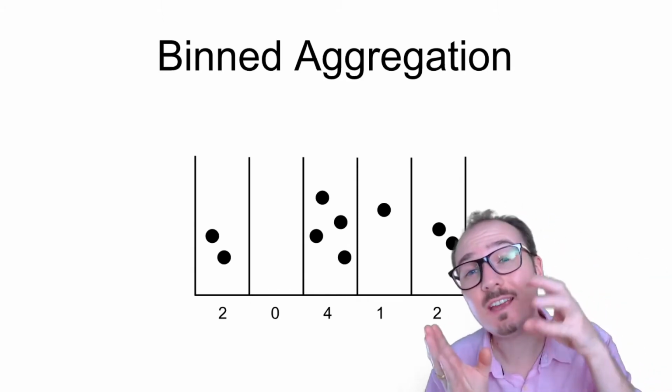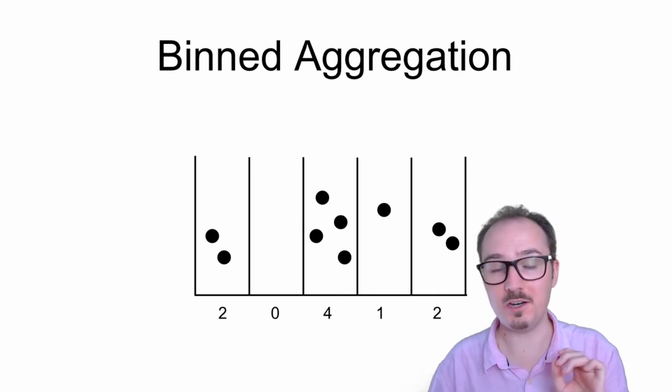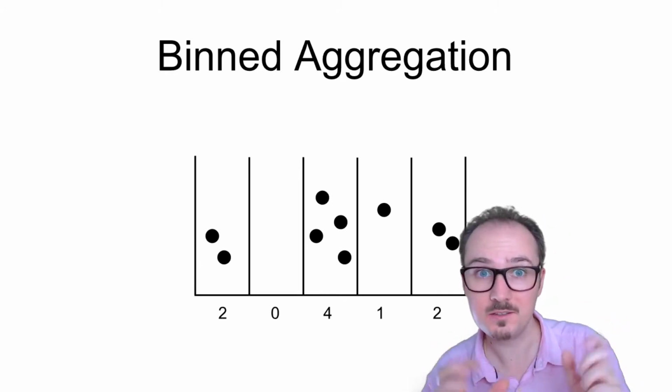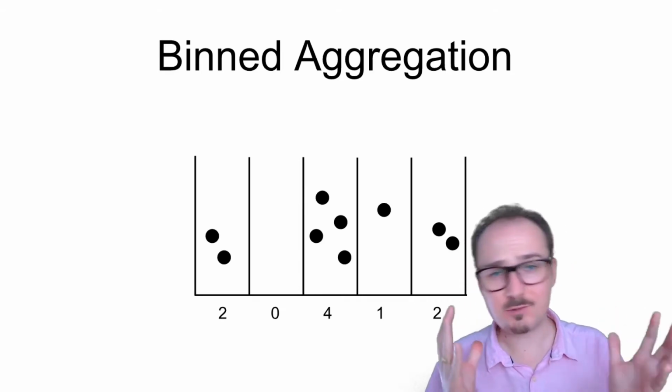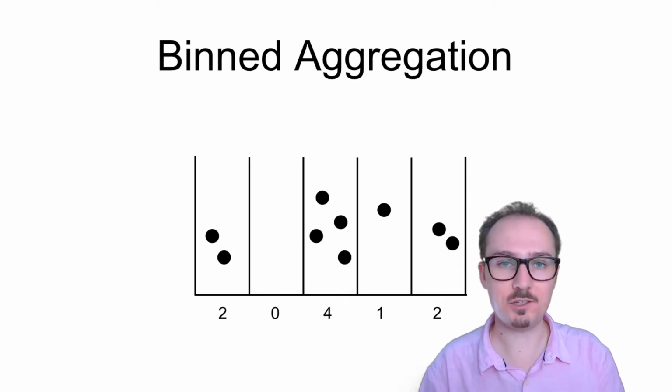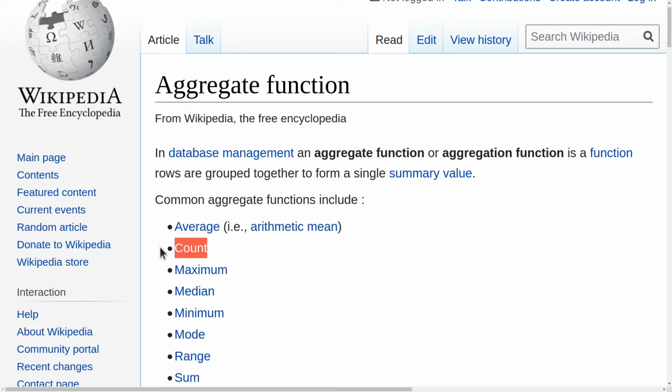And then there's the aggregation part, applying the aggregation function. In the case of this picture here, the aggregation function is count. See, in this bin here, there are two elements, and the summary value is 2. In this bin, there are 0. In this bin, there are 4. In this bin, there's 1. And in this bin, there are 2. That's the abstract concept of binned aggregation in a nutshell using count. Count is just one of many aggregation functions that we could use, including average, maximum, median, minimum, mode, range, and sum.